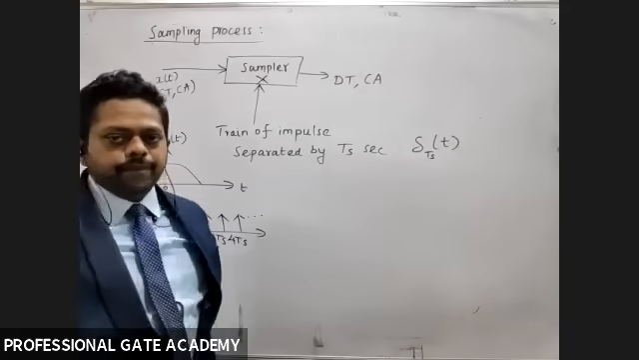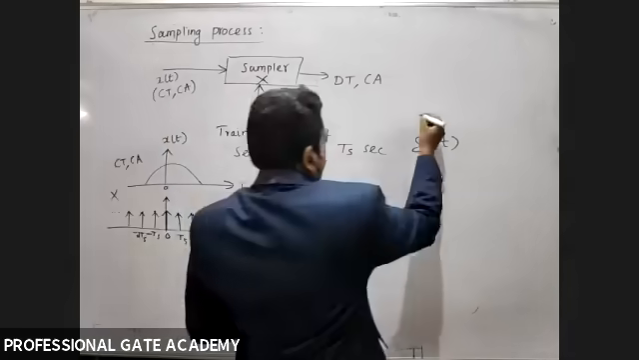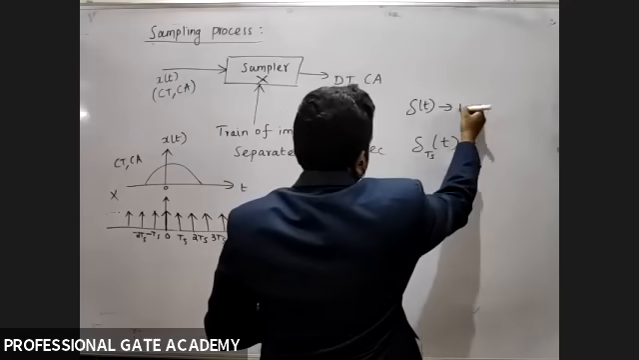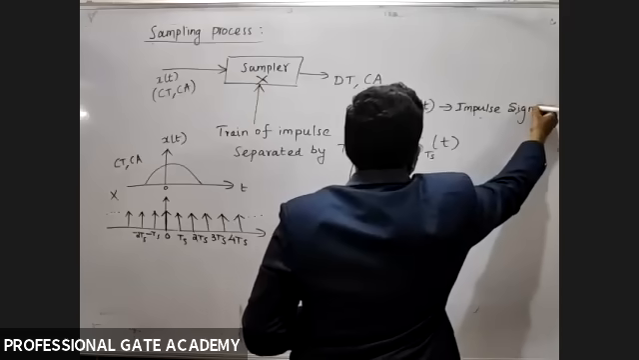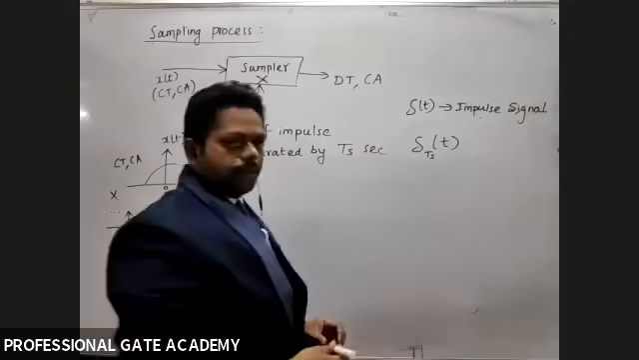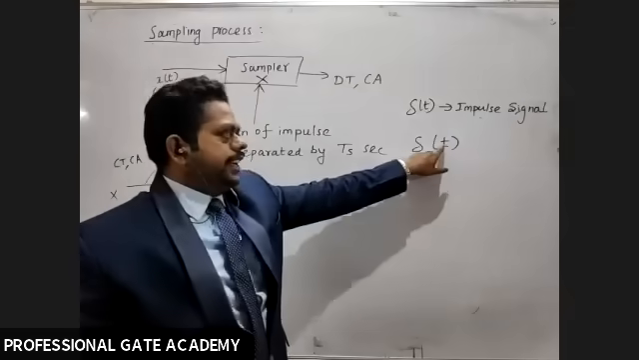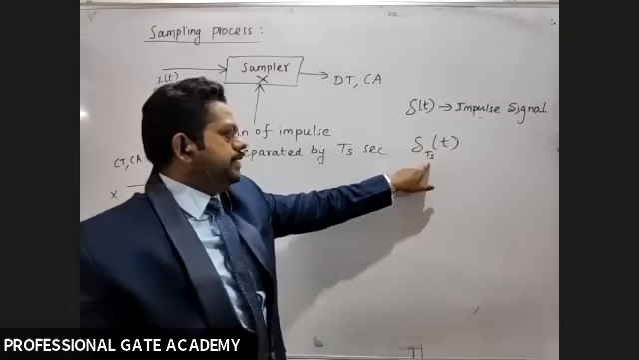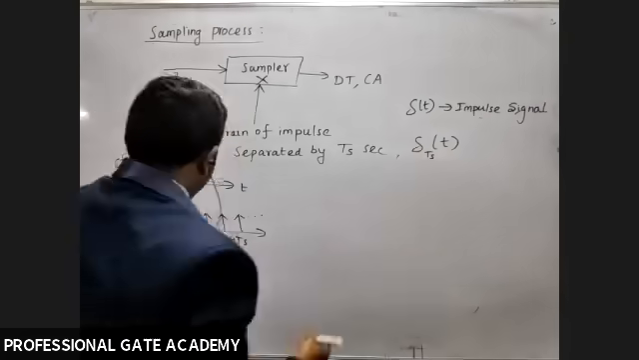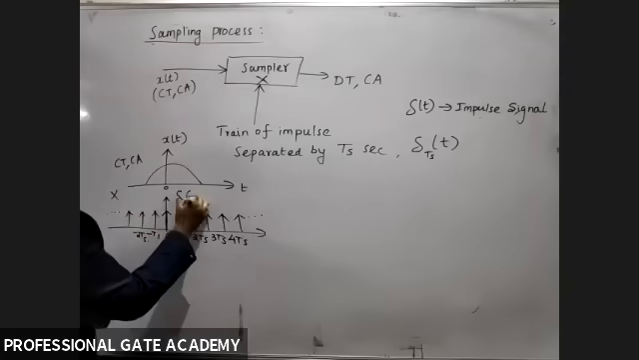Please write clearly. So see, del of t is called an impulse function, or impulse signal. And del Ts of t is called an impulse train, a train of impulse functions separated by Ts seconds. So that is this one, del of t with suffix Ts.